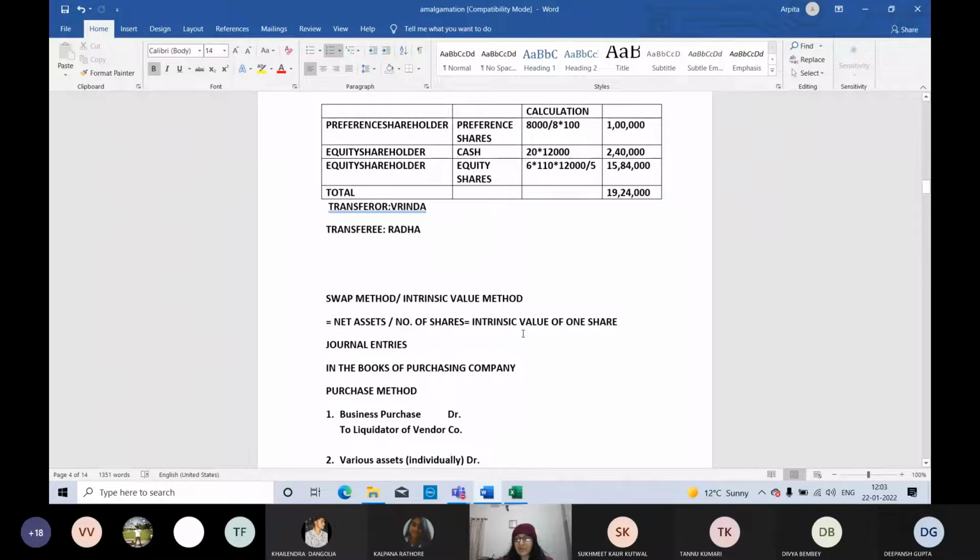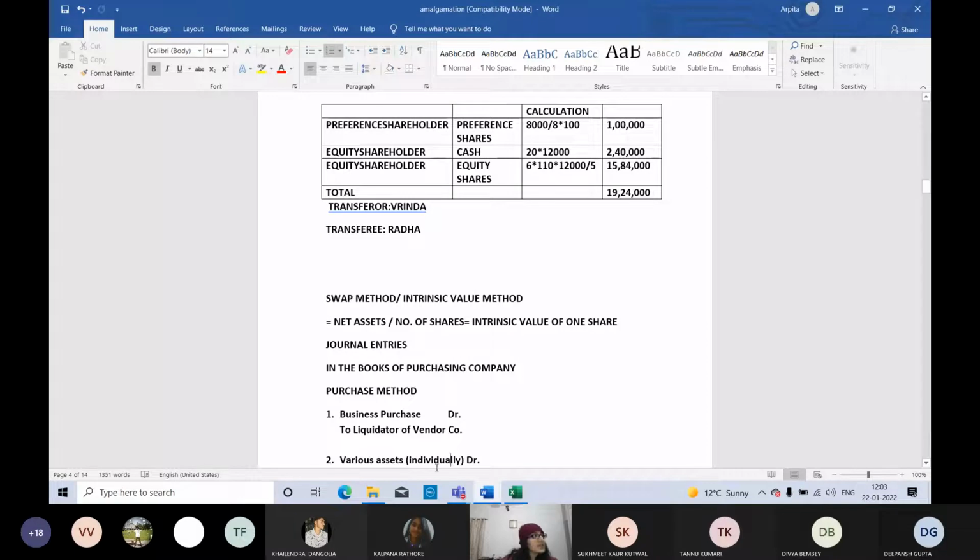We are saying that the intrinsic value of one share is equal to the net assets divided by the number of shares. I repeat, the intrinsic value of one share is equal to the net assets divided by the number of shares. Now, there's something known as the swap method, which means the exchange ratio. For these many shares of the vendor company, how many shares of the purchasing company are you going to give to the vendor? That's what the swap method technically means.